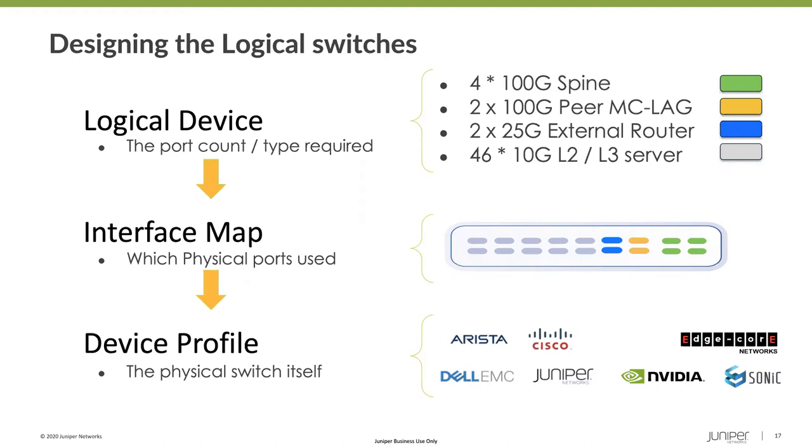And once you have done this, which is all, once again, just virtual, you have to see this interface map, what kind of physical device maps into this. And for the same interface map, you can choose between Juniper, Cisco, Arista, whatever, depending on what you have in your network.